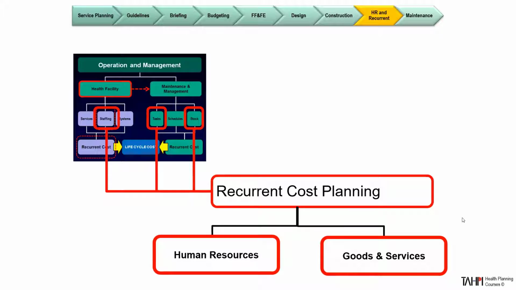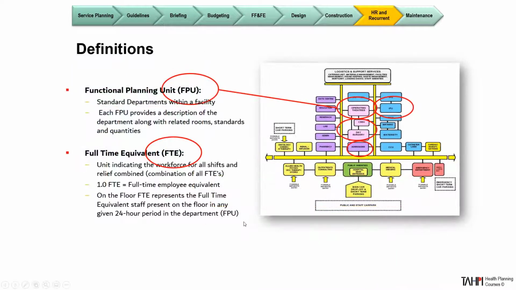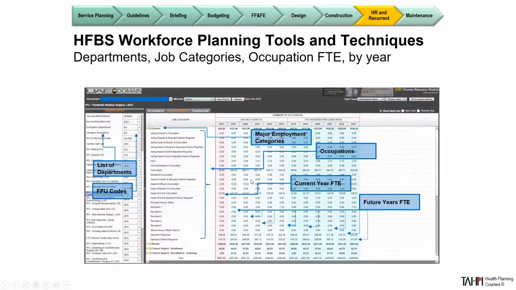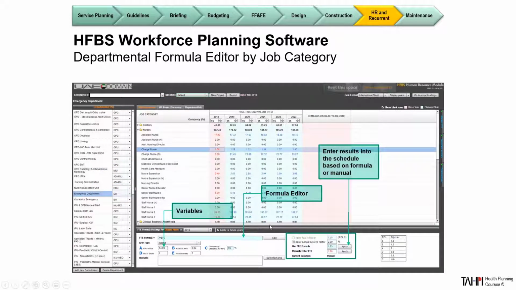RLS. Finally, in session 1 we cover the subject of recurrent cost planning, or the running cost, through human resources cost, goods and services. So for human resources, we go into a bit more detail. We define human resources by functional planning units or FPU at the level of FTE or full-time equivalent. We define each one of these and go into detail. We also look at tools and techniques on how to divide everything up by FPUs, by job categories, by years, by various formulas for adjustment.